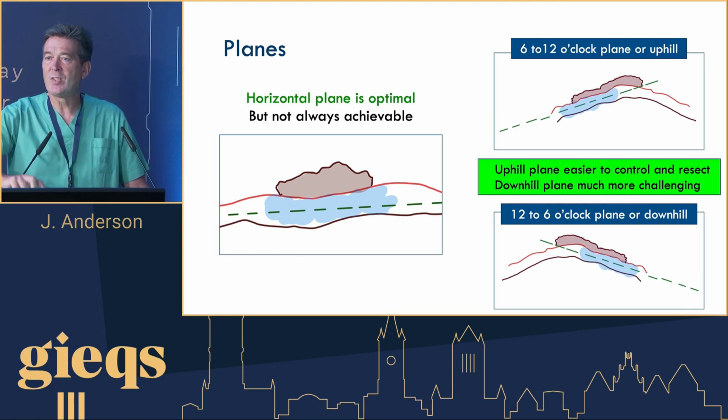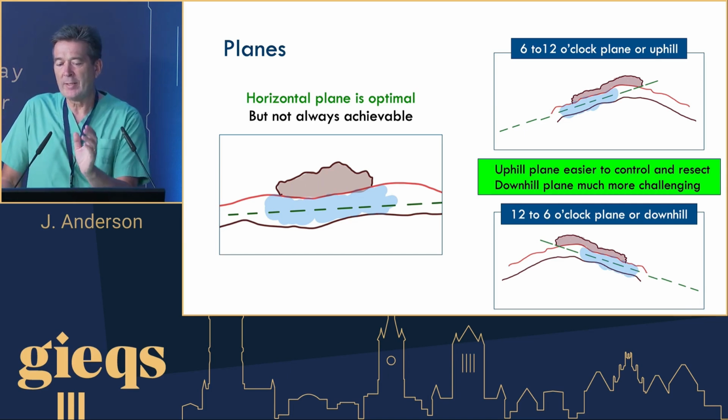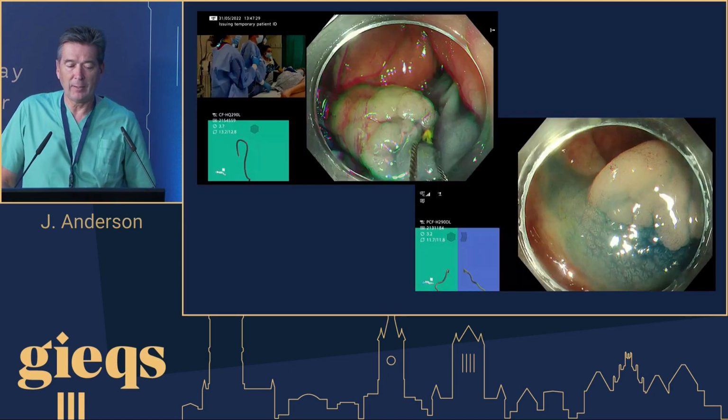When it's downhill, this is when you get incomplete resection, because the tip of your snare, firstly, is going deeper into the muscle, not coming out of it, and secondly, you can't see this, and this is often where you leave a bit. You just chop the top off and you leave the rest of the polyp in situ. So if possible, you want to orientate it to get the polyp to 6 to 12 o'clock, running uphill rather than running downhill.